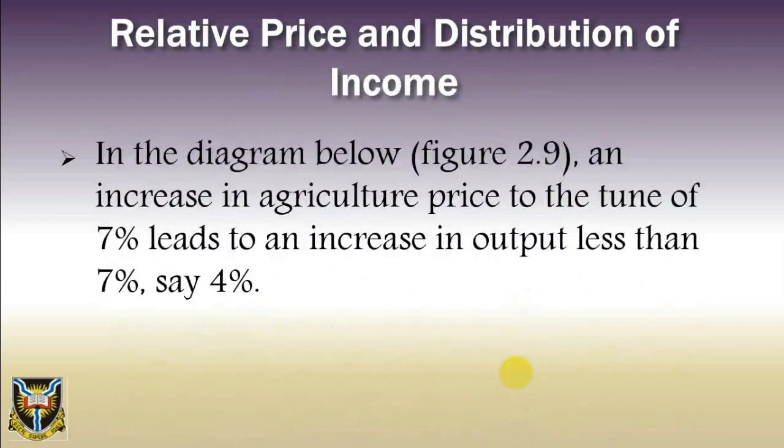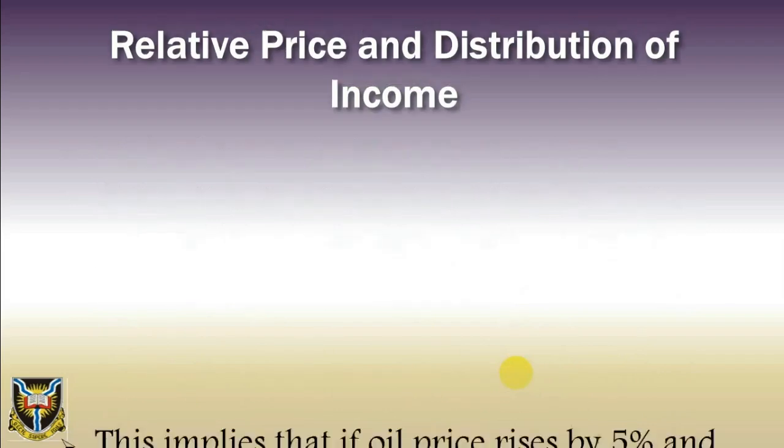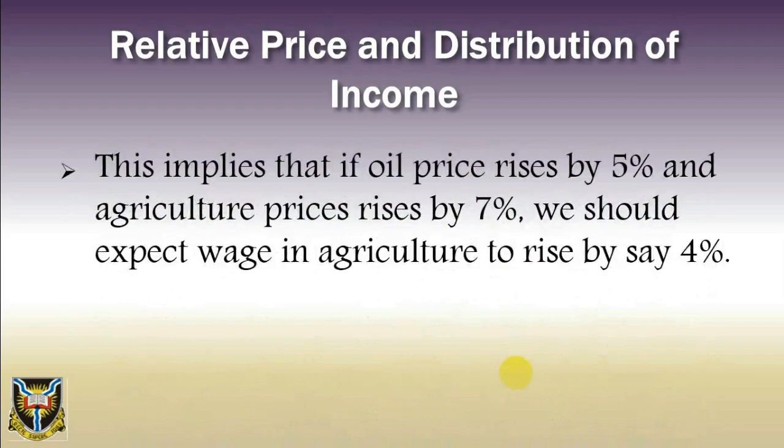Relative price and distribution of income. Having examined the production possibility frontier and how relative prices relate to output through allocation of labor, we turn to how this affects income distribution. In the diagram below, an increase in agricultural price to the tune of 7% leads to an increase in wages of less than 7%, say 4%. This implies that if oil price rises by 5% and agricultural price rises by 7%, we should expect wage in agriculture to rise by, say, 4%.